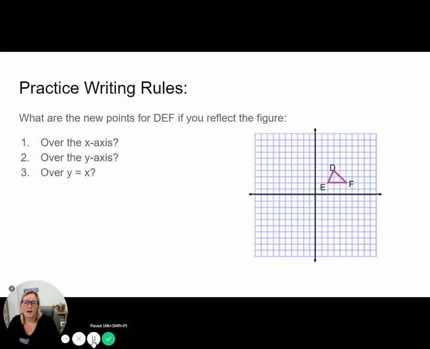So now I'm going to have you practice writing the rules. Again, we're going to be using our formula sheet and you're going to be taking triangle DEF and you're going to reflect the figure over the x-axis, the y-axis, and y equals x. And you're going to determine what the new points are. Remember back to the example we went through where I did that chart. That might be a good idea for you to do for this.